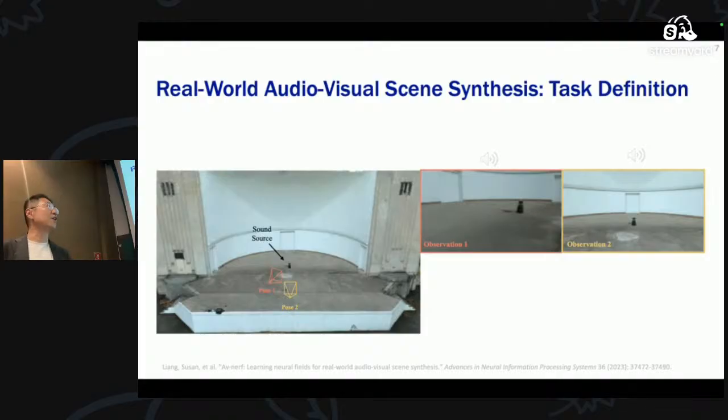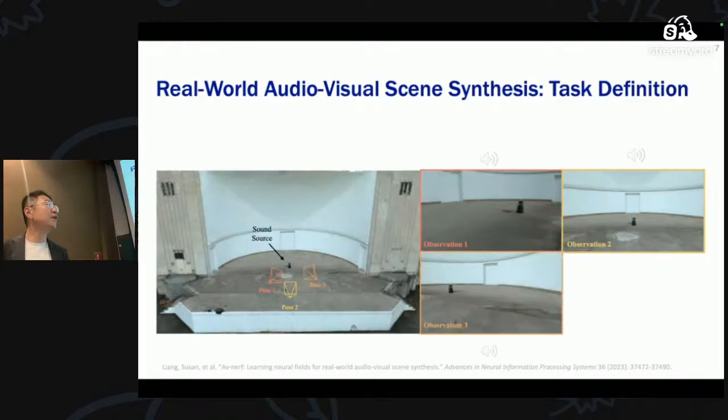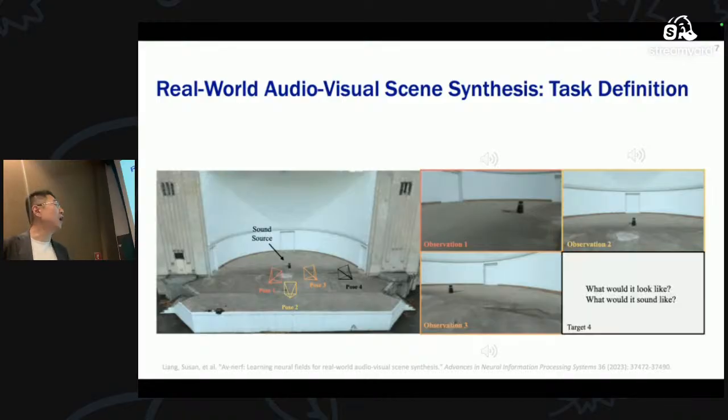Now this is a new position. This is another position. Our goal is: based on those existing observations, can we generate, for any given new camera pose inside this 3D scene, what it will look like and what it will sound like?